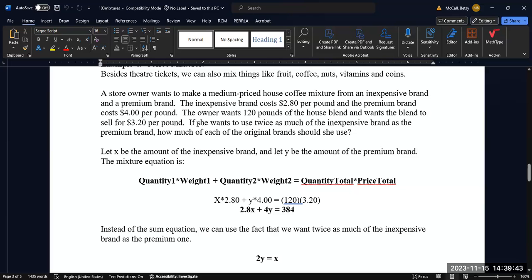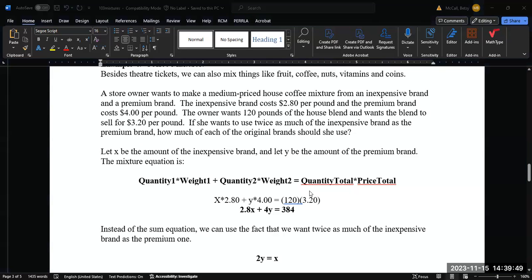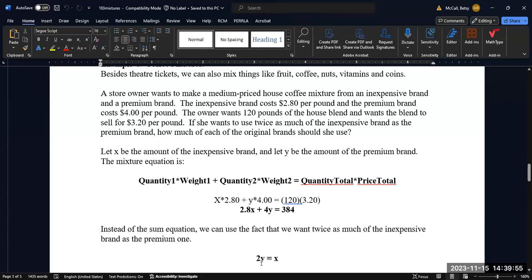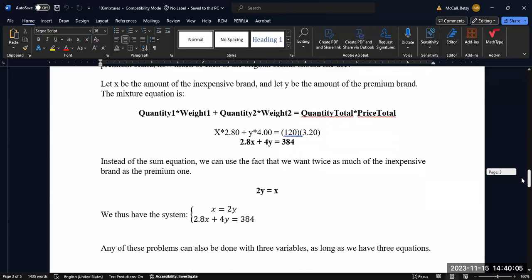But instead, they also tell us she wants to use twice as much of the inexpensive brand as the premium brand. So twice the premium equals the inexpensive one. And so that is our second equation.